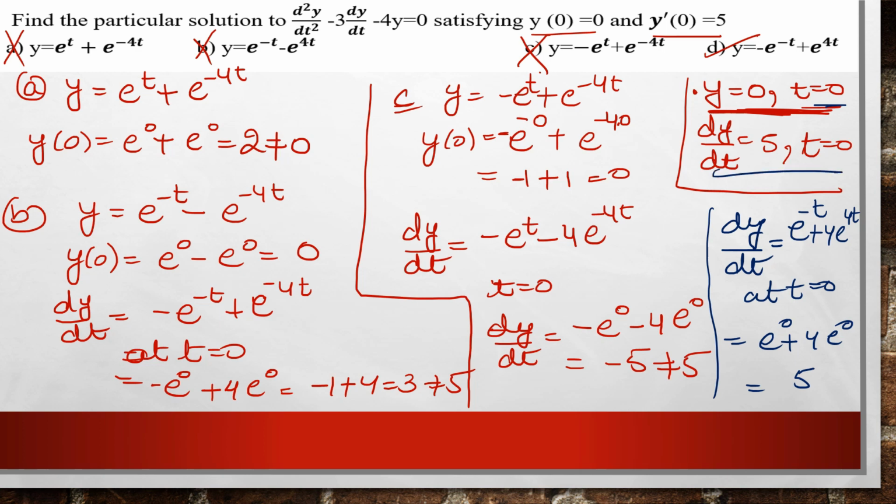Sometimes more than one option satisfies the condition. In that case we have to solve the question by using this thing, or you may check which option is satisfying your equation. But sometimes, like in this question, we don't need to do anything; we can just solve the question by using these two conditions only. Now let's move to the next question.